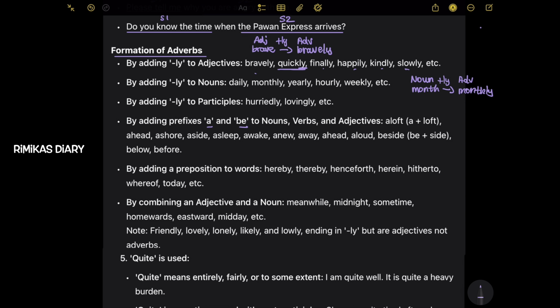So aloft, a plus loft. Ahead, a plus head. Ashore, a plus shore. Aside, a plus side. Asleep, a plus sleep. Awake, a plus wake. Anew, away, ahead. Aloud, beside, b plus side. Below, b plus low. Before.